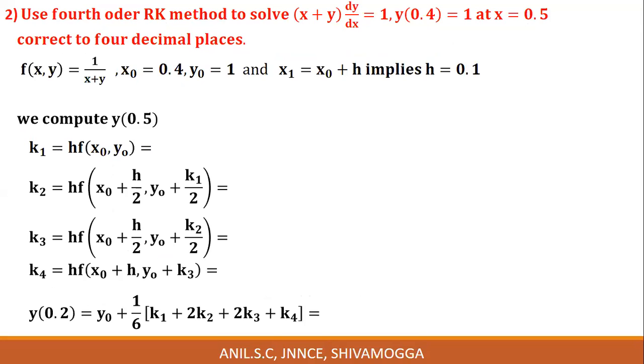Next one. This is from the July 21 question paper. Use fourth order RK method to solve x plus y into dy by dx is equal to 1, with initial condition y of 0.4 is equal to 1, and x is equal to 0.5, correct to 4 decimal places. Which data is missing here? h is not specified. First we find the value of h.